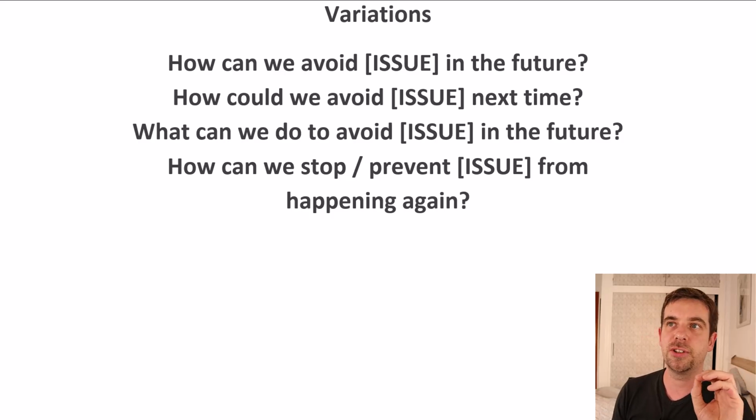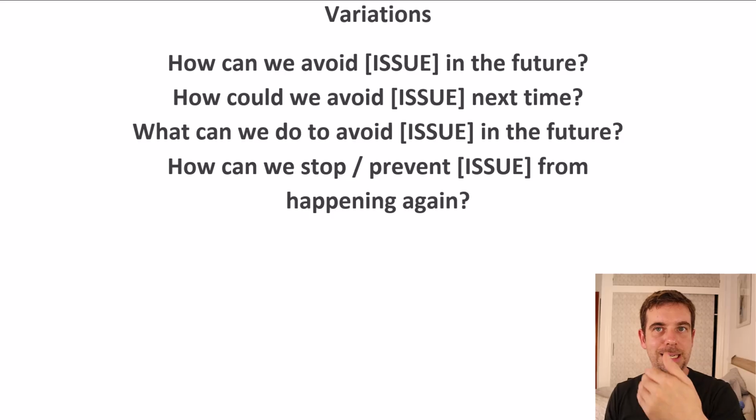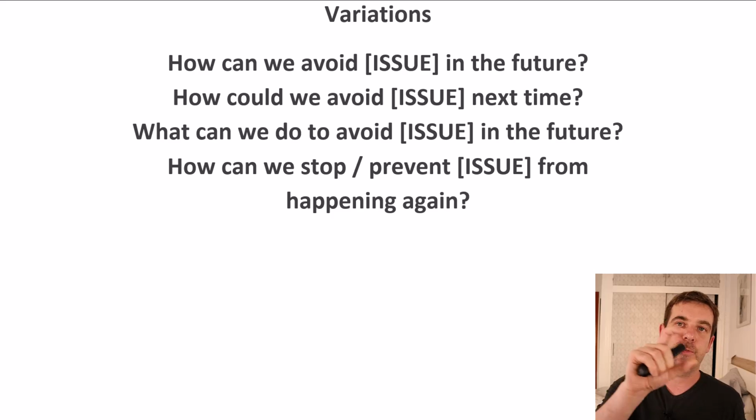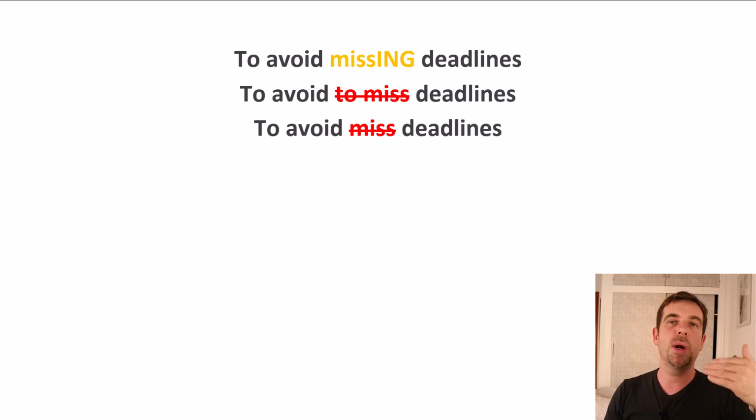Another small variation is, what can we do to avoid issues in the future? And then, how can we stop issues from happening again? Stop or prevent, and you'll see it's "from happening", okay? So the first thing is that "avoid" as a verb always takes the gerund. It always takes verb plus -ing: to avoid missing deadlines. You can see both "to miss" and "miss" are incorrect.